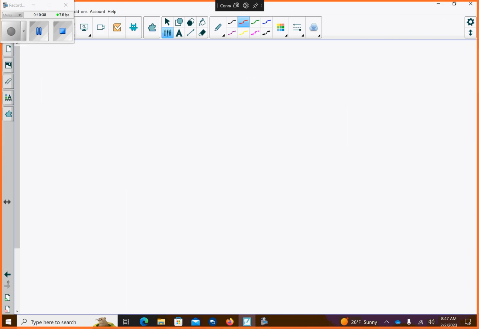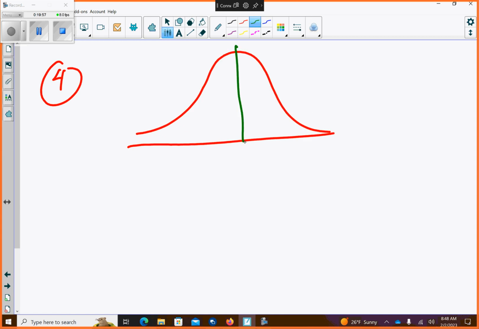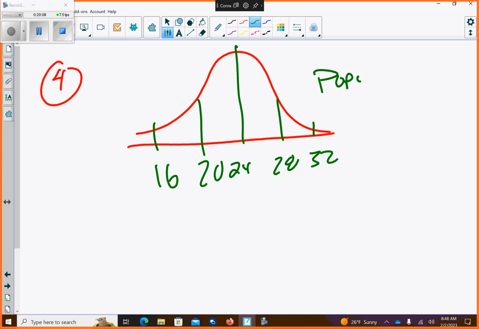Problem number 4 says, assuming that a basketball player has scoring that is normally distributed with a population mean of 24 per game and a population standard deviation of 4. Okay, so our normal distribution based on this scoring of 24, and that's 28, and that's 32, and this is 20, and this is 16. Okay, so this is the entire population of scoring, and we have our normal distribution.